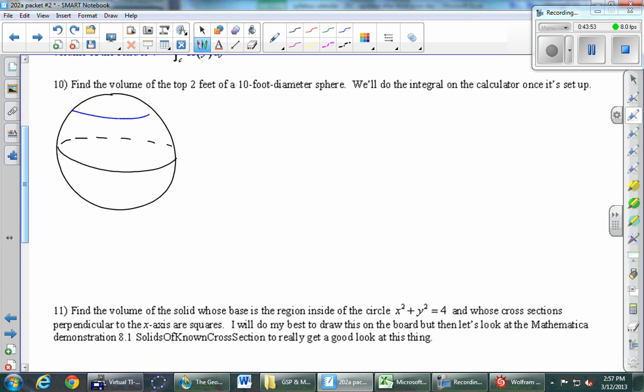So up here, I'm going to erase this in a moment, but I just want the top 2 feet, right? From here to the top 2 feet. Do you know a formula for the volume of part of a sphere? I mean, I can't really cut the sphere any nicer than that. I just make one straight cut. But do we have a formula for something even easy like this?